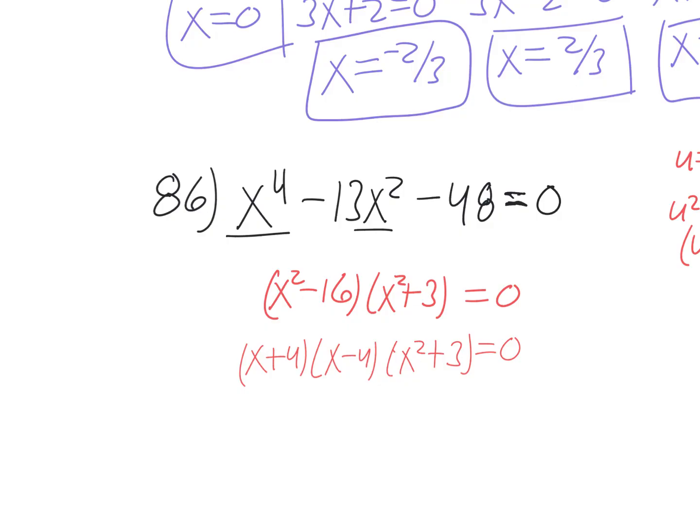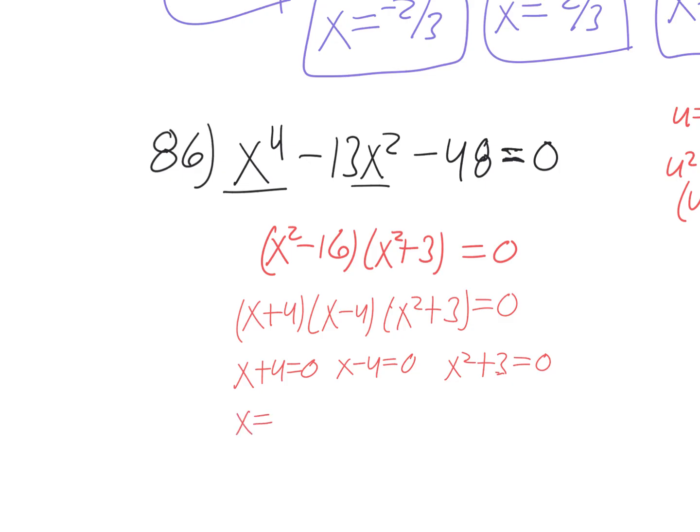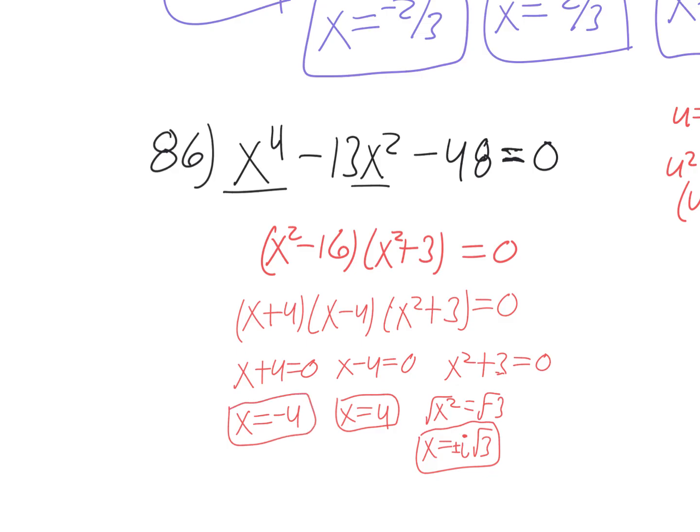All right, now I can set all of these factors equal to 0. So x plus 4 equals 0, x minus 4 equals 0, and x squared plus 3 equals 0. All right, so then I get x equals negative 4, x equals 4, and x squared equals negative 3, right, which you would have to square root both sides. And so I get x equals the square root of negative 3, which is going to get you i. Oh, and I already forgot plus or minus, right? Plus or minus i square root of 3. So then I get that as 2 answers. This is one of them, and this is another one.